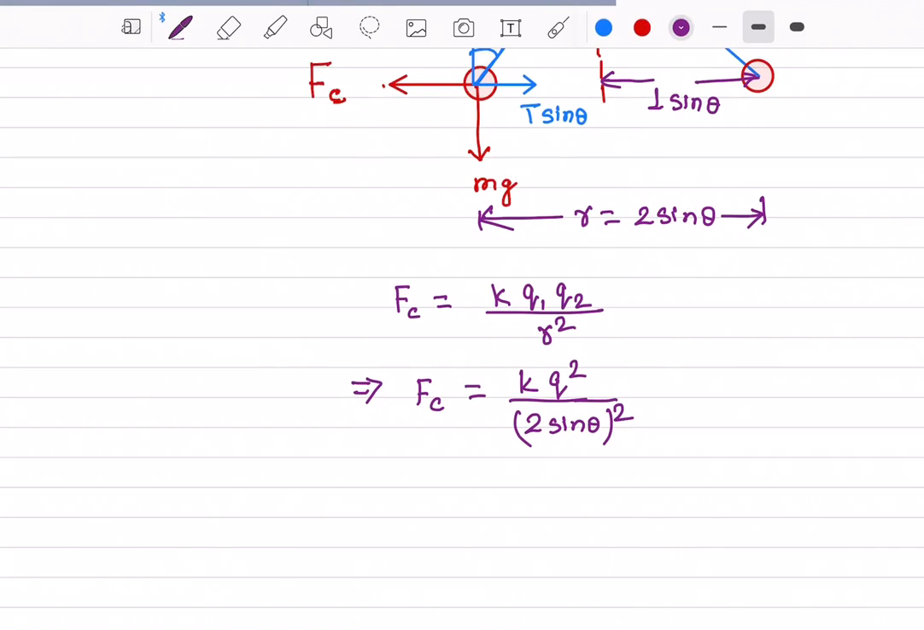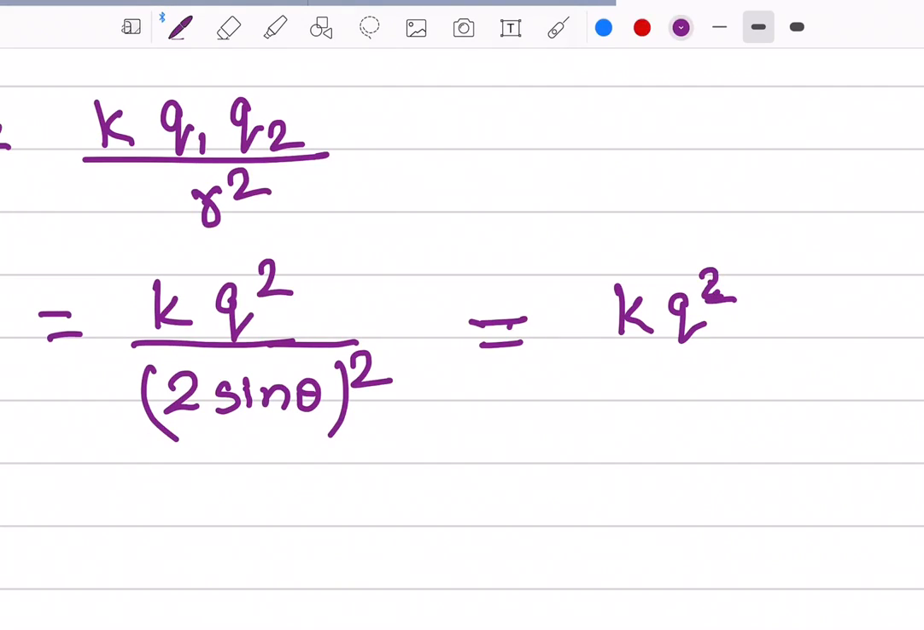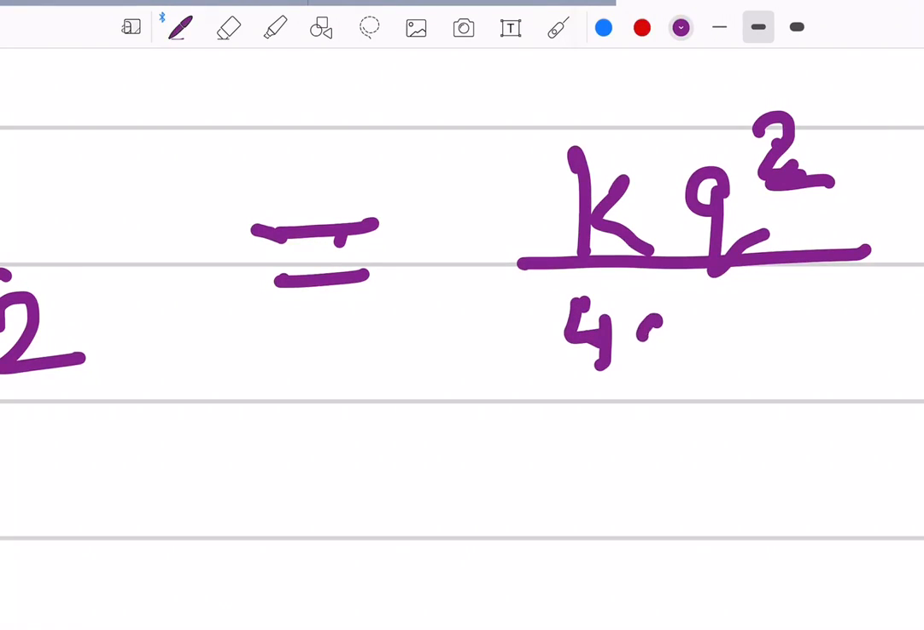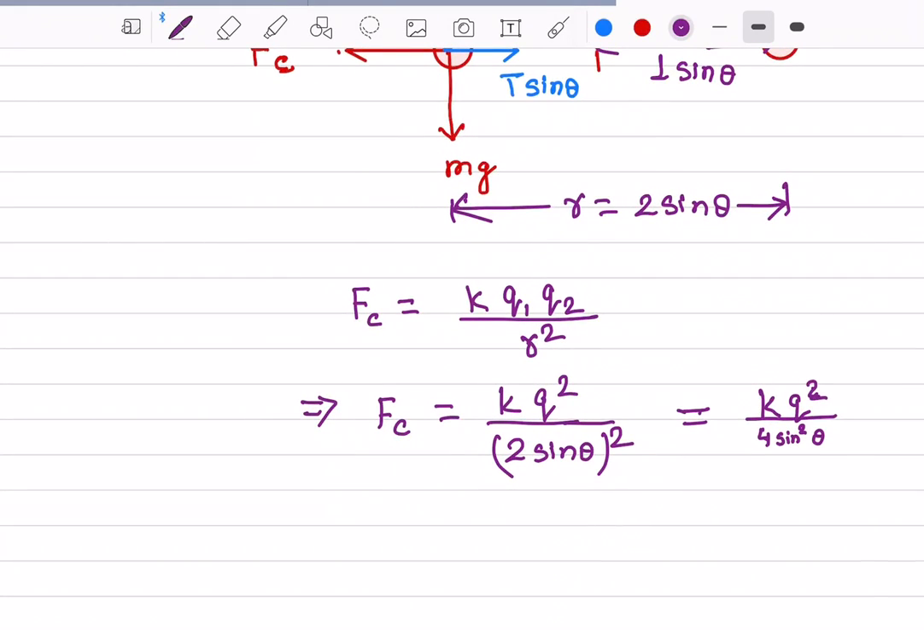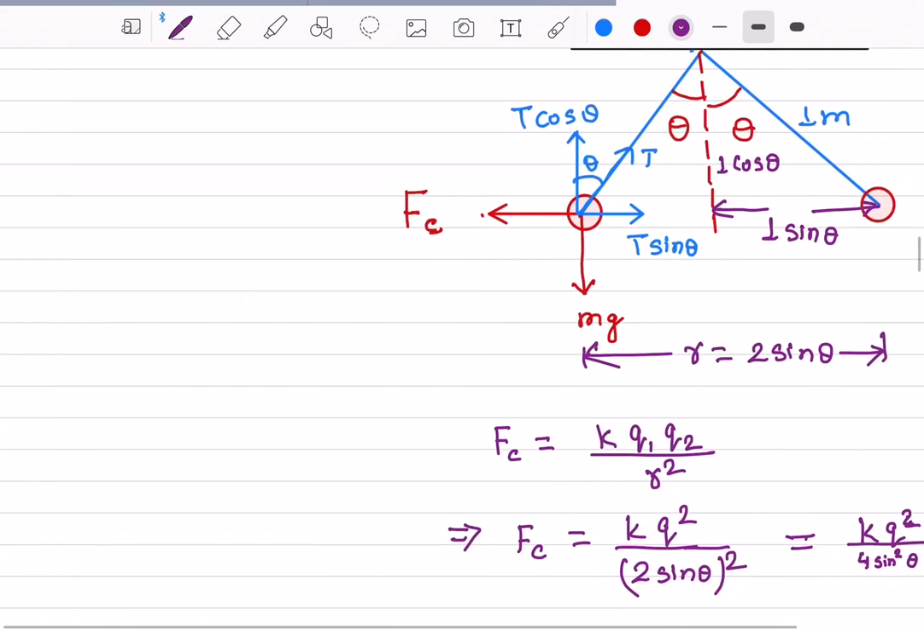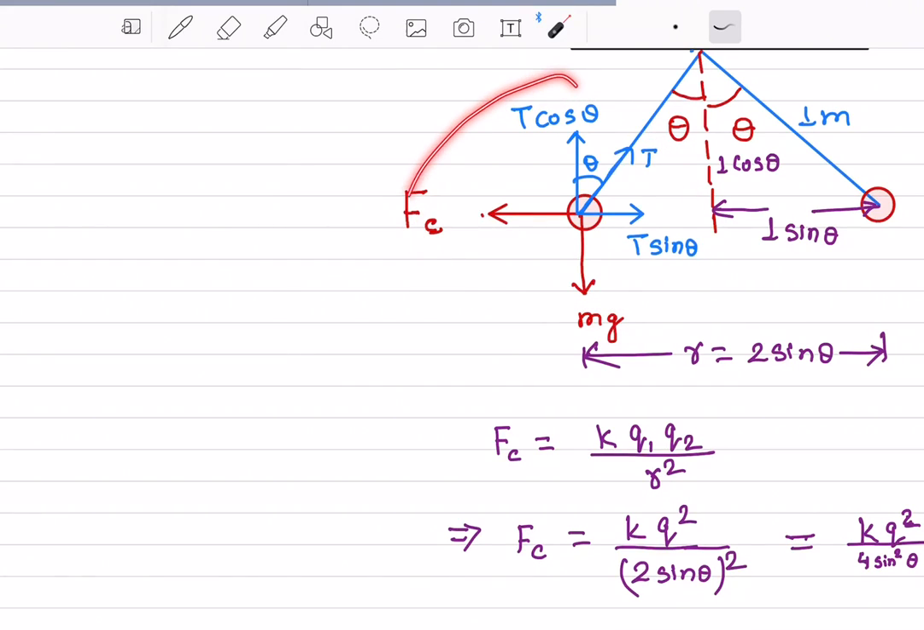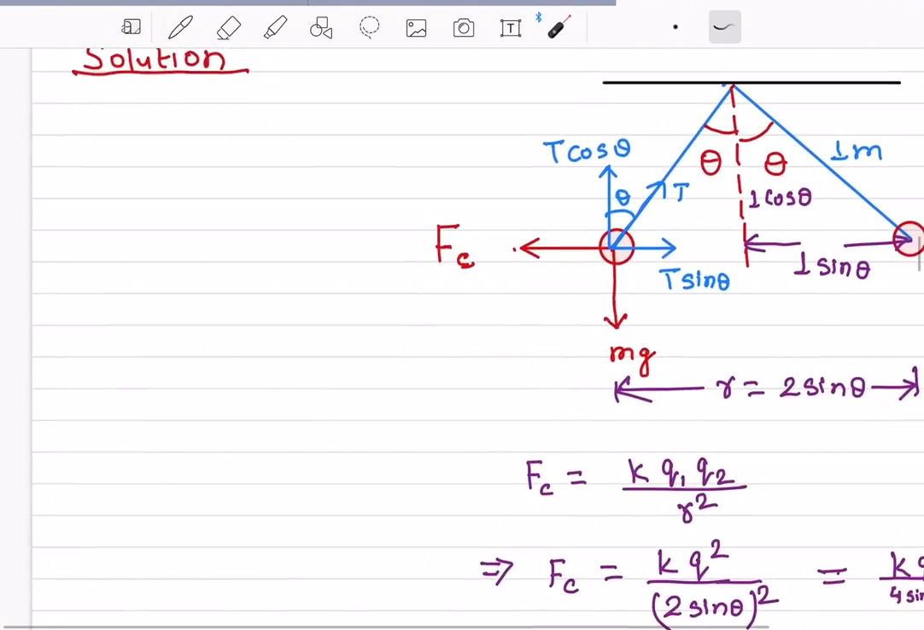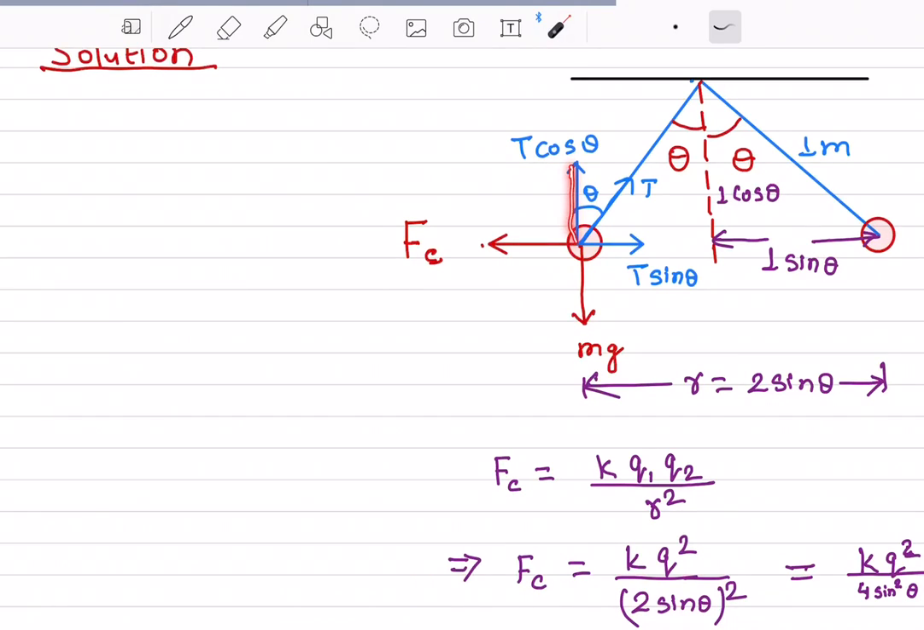So let's plug in here 2 l sine theta squared. If I simplify this one, what I will get is k q squared over 4 l squared sine squared theta. So we have now found the Coulomb force. Okay, so now let's write down all the equations from this free body diagram.